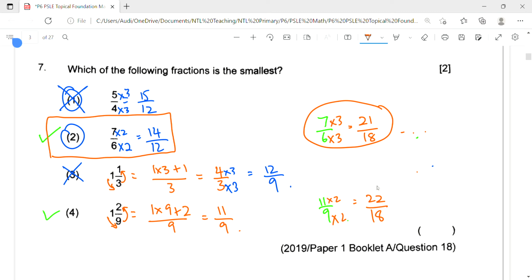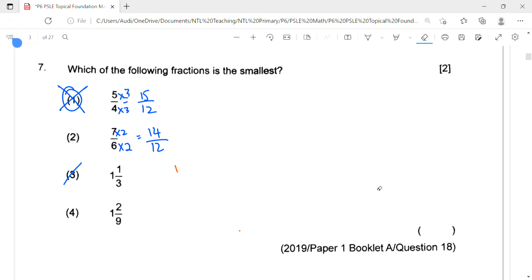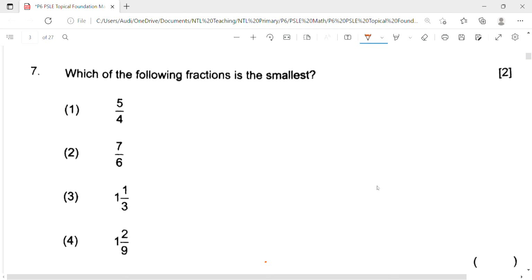Now there is another method, using decimals, and that might be easier. So let me erase this. How do we change fractions to decimals? Easy. This is 5 divided by 4, and that's what we're going to do.